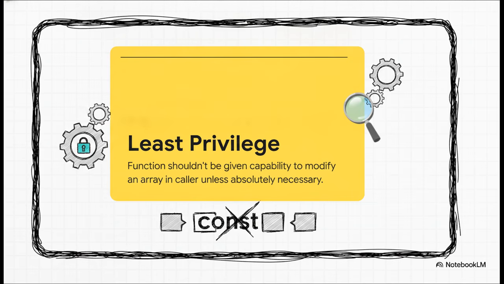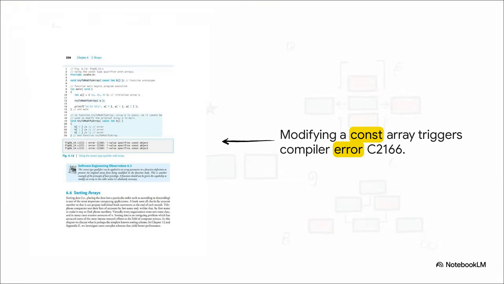Well, this brings us to a really crucial software engineering concept, the principle of least privilege. This principle dictates that a function should not be given the capability to modify an array in the caller unless it is absolutely necessary. In C, we enforce this rule by using the const type qualifier in our function parameter definitions. By labeling an array as const, we are explicitly telling the compiler to lock it down. No unauthorized changes allowed.